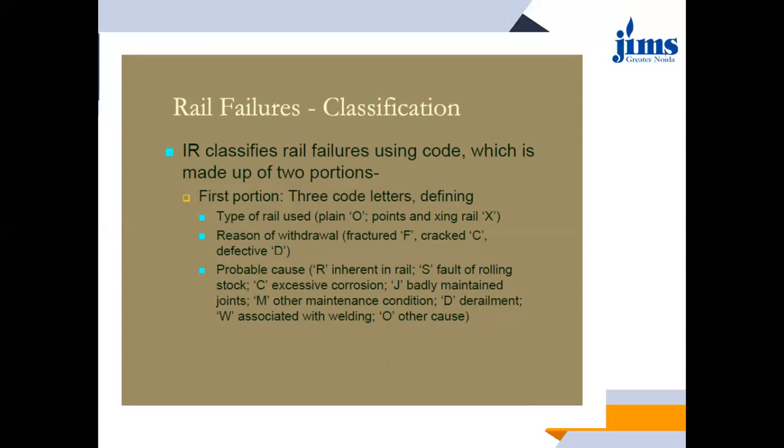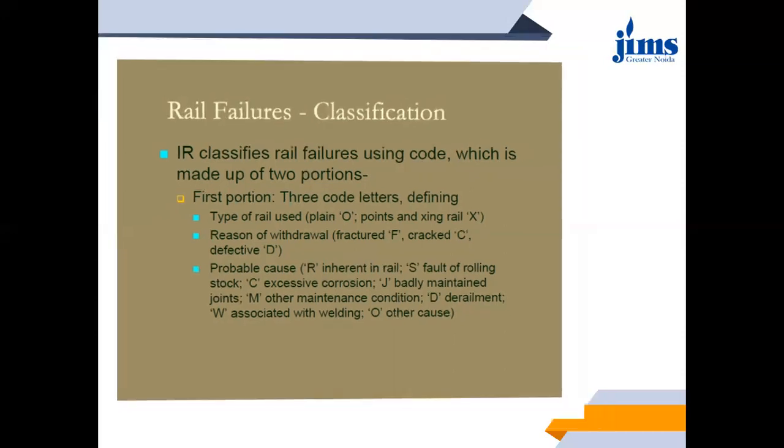Now for example, if the three-letter code is OFR, this stands for a plain rail. The reason for withdrawal is fractured. The probable cause for this failure is R, that is an inherent defect in the rail itself. So this is how the first portion is designated.